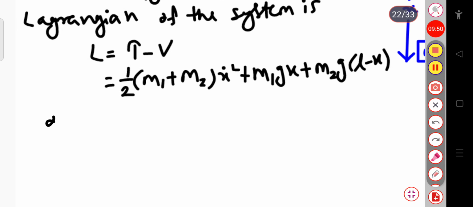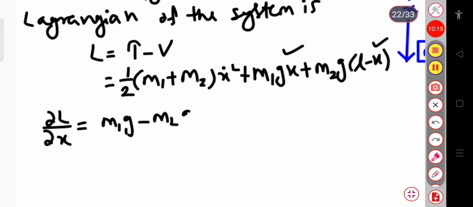The partial derivative with respect to x: from the Lagrangian, we can see only these two terms depend on x. So the partial derivative will be m1 g minus m2 g, or if I take common, this will be equal to (m1 minus m2) whole into g.